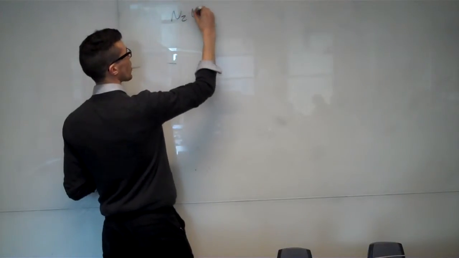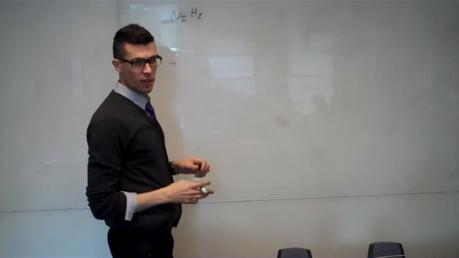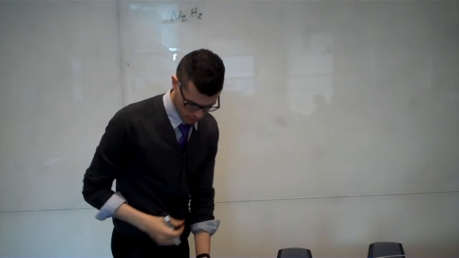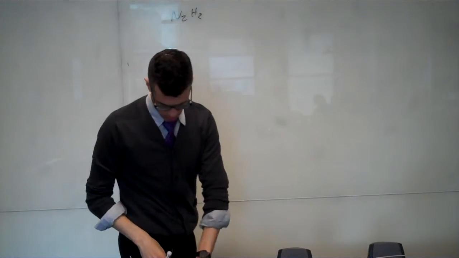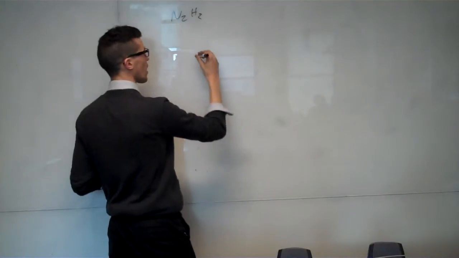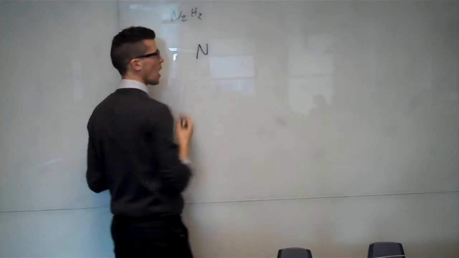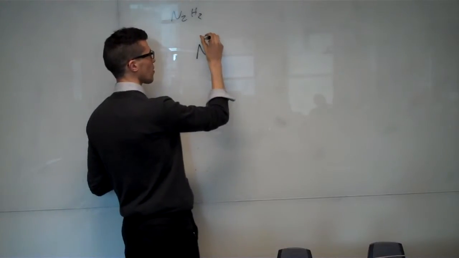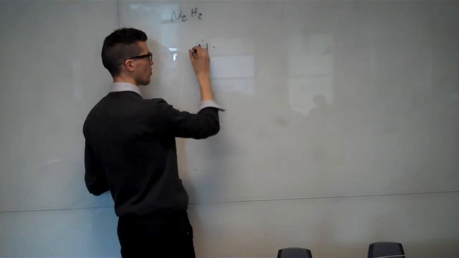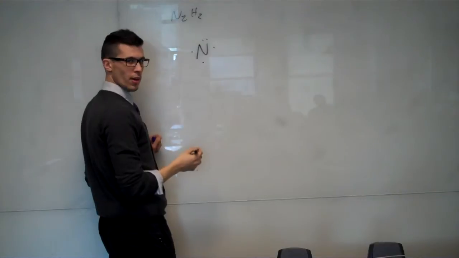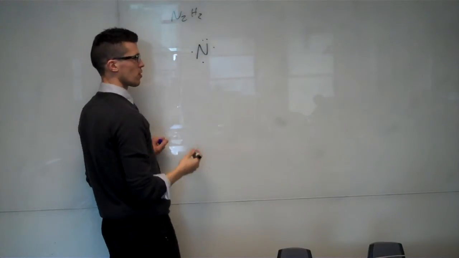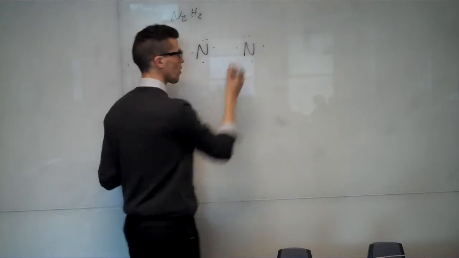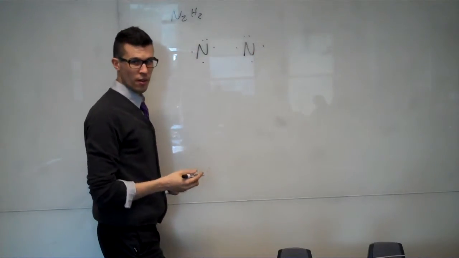N2H2. You can try to figure this out on your own really quickly if you'd like to. But here's what it looks like. Blue, we've got N. And how many dots are around N? Five: 1, 2, 3, 4, 5. Each of these are single dots, so that means they're available to do bonding, and they're going to bond.